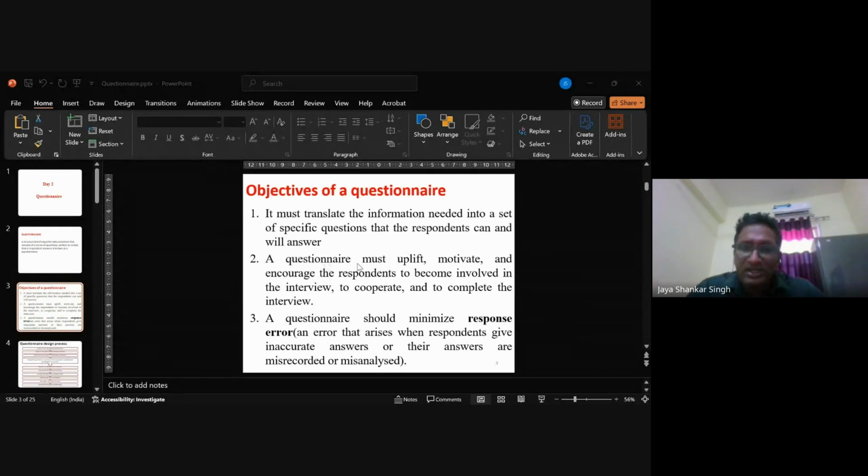A questionnaire must uplift, motivate, and encourage the respondent to become involved in the interview, to cooperate, and to complete the interview. Why is this important? There will be less drop off from your data collection process. How we motivate and encourage the respondent, we will come to that in a later slide.